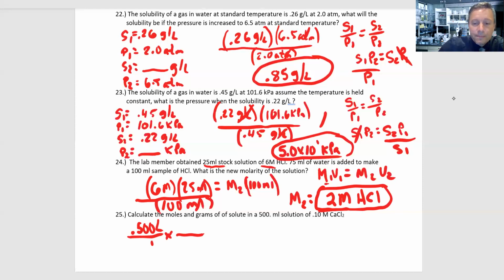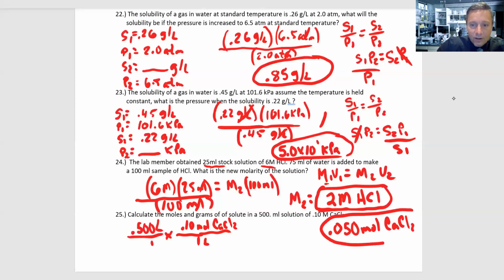So let's do our moles first. So we have a 0.10 molar, so that means 0.10 moles of CaCl2 in 1 liter. So I can stop right there and calculate my moles. So I have 0.500 times 0.10, and I have 0.05 moles. It's 2 sig figs, so 0.050 moles of calcium chloride. So I calculated my moles already.